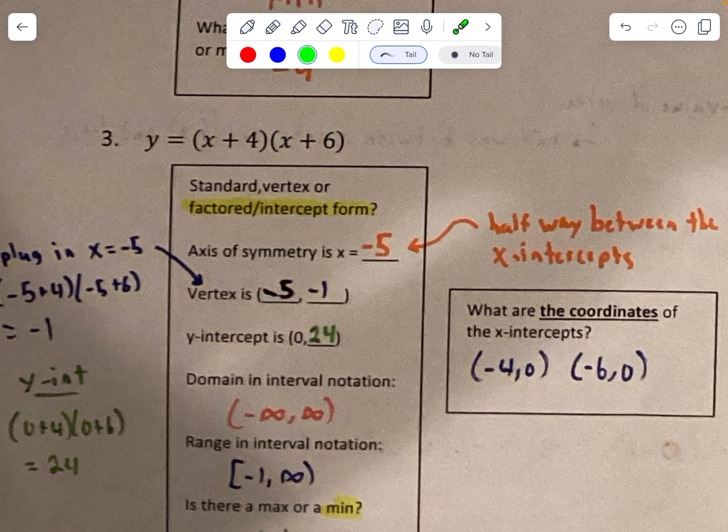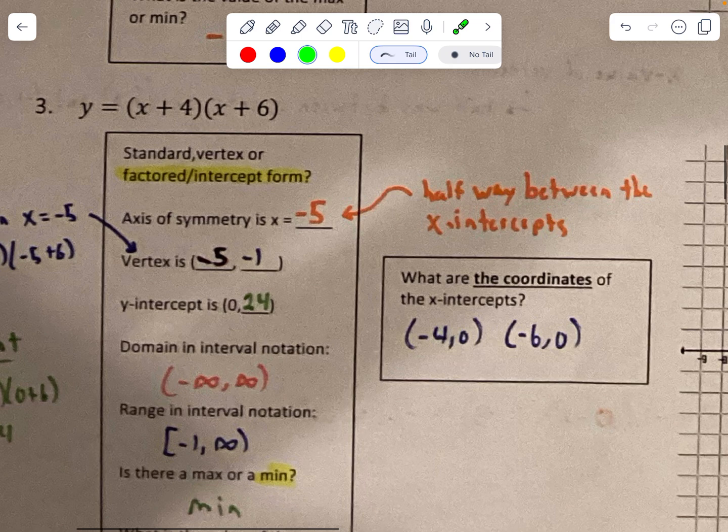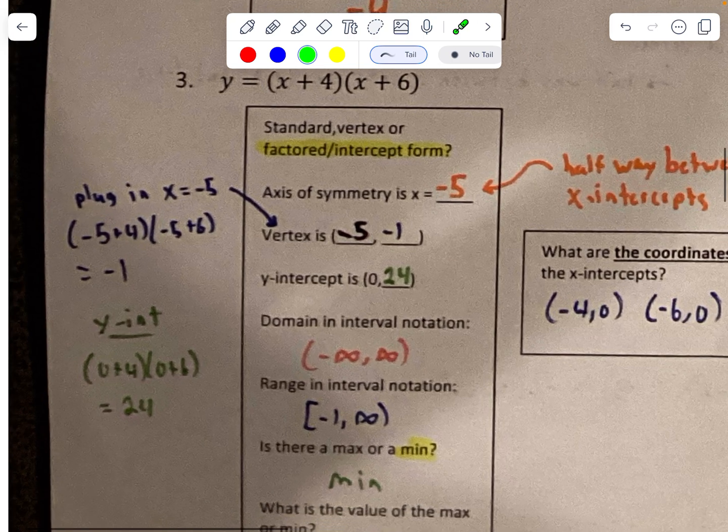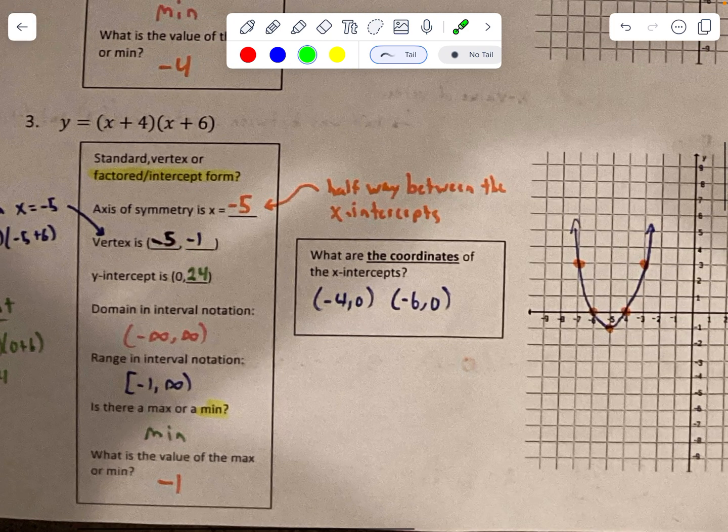Okay. Once you know the x-intercepts, you should know that the vertex value for x is halfway between the x-intercepts. So halfway between -4 and -6 is -5. Once I know it's -5, I'm going to plug in x equals -5 up here, just like I've done on the other problems. Calculate or evaluate this, and I get -1. So my vertex is -5, -1. So now I already have these two zeros. The x-intercepts are also called zeros. And then I know the vertex. So I already have 3 points.